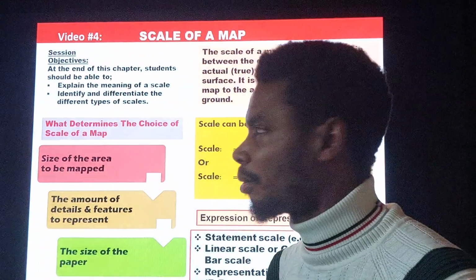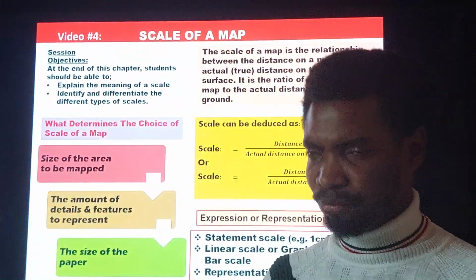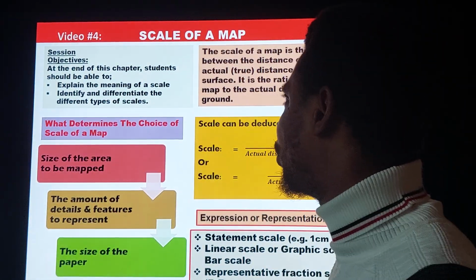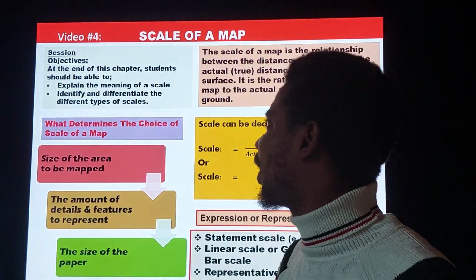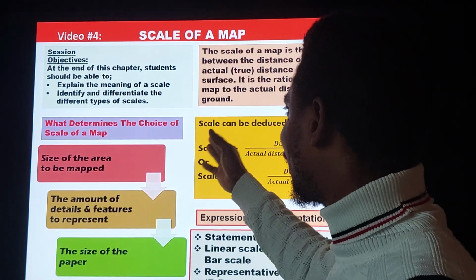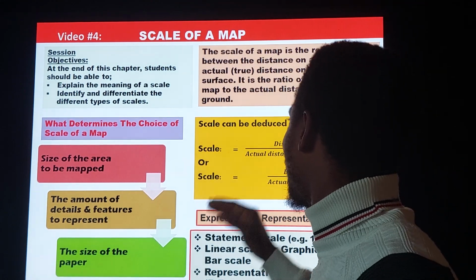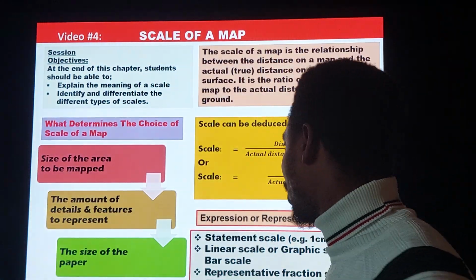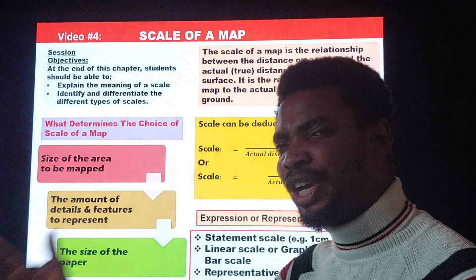Now, we want to look at the scale of a map. And at the end of this particular slide, you should be able to explain the meaning of a scale and also identify and differentiate the different types of scale. What determines the choice of a scale of a map? What is scale? What is the formula for scale? And then what are the expressions or representations of scale? How can we express a scale?